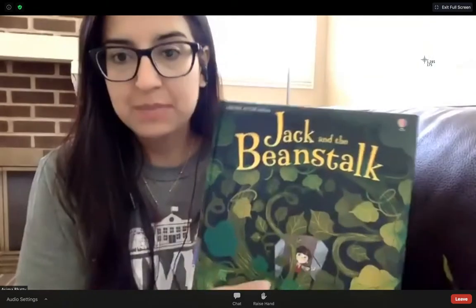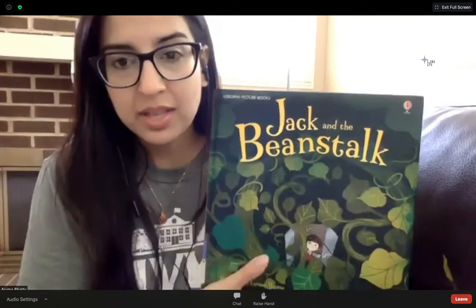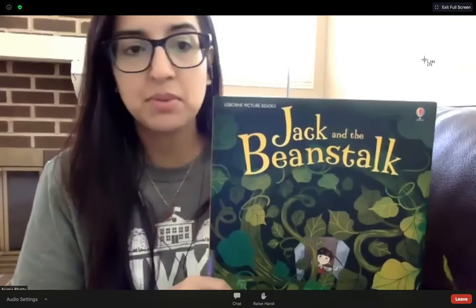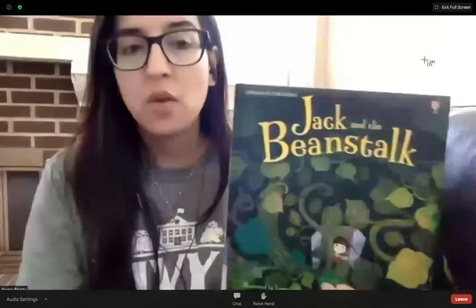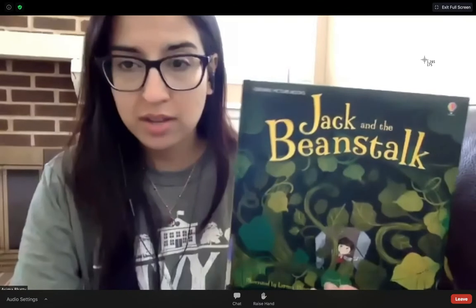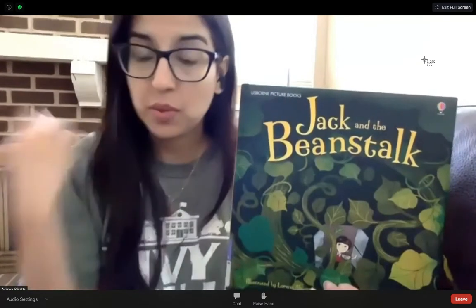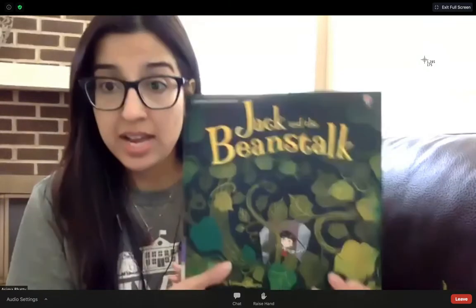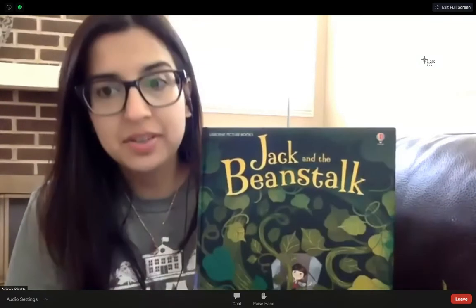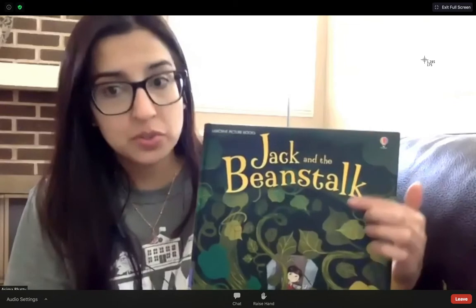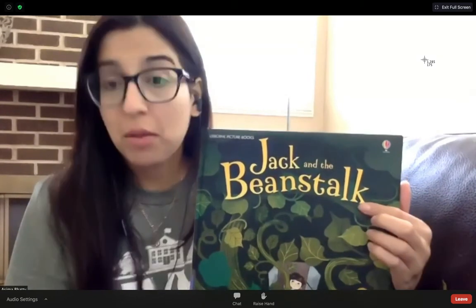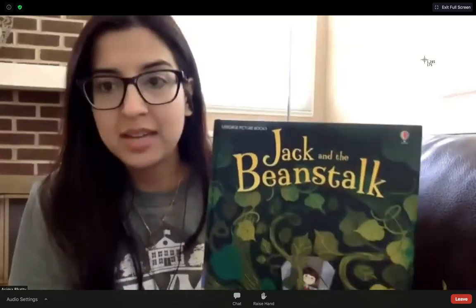Yesterday, we also talked about how looking at the cover of the book can really give us some important information. So even before we start reading, we can look at the information on the cover and get an idea for what the story is about. So I see Jack and the Beanstalk. Usually, if a character's name is in the title of the story, that means they're probably the main character in the story.